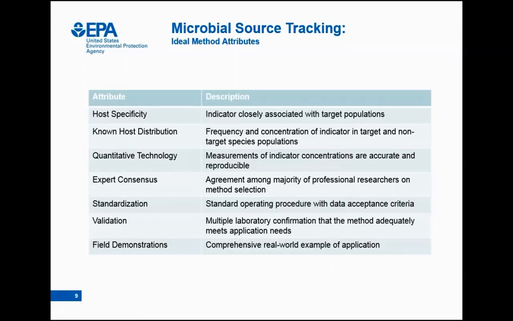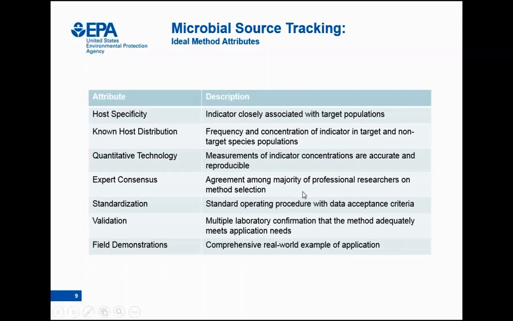So diving a little bit deeper into microbial source tracking methods, there are a number of ideal attributes for these methods, or characteristics or qualities that are needed in order for them to be useful. What I've done here in this table is listed some of these different attributes, and I want to take a few moments to go through them so that everybody can get an appreciation of what is expected and what's needed from a microbial source tracking tool.